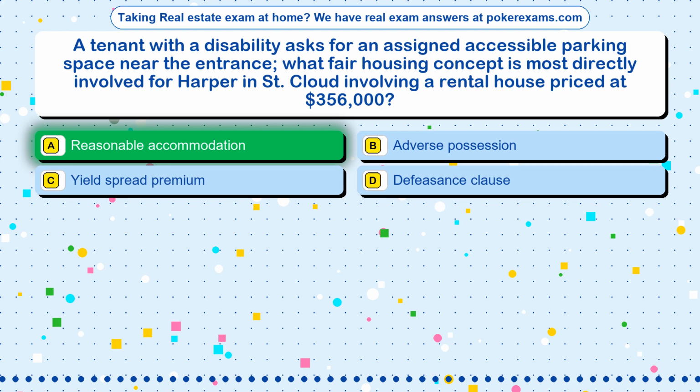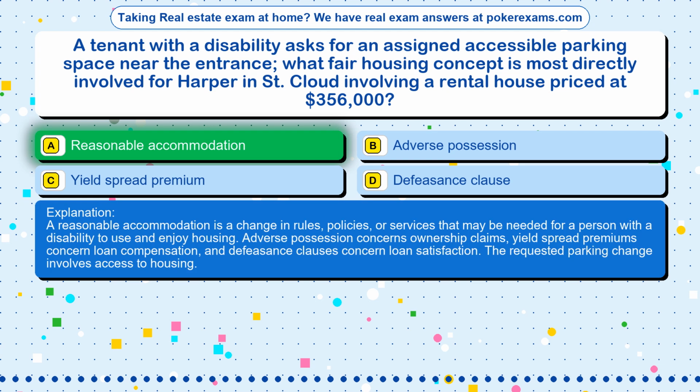The correct answer is option A. Reasonable accommodation. A reasonable accommodation is a change in rules, policies, or services that may be needed for a person with a disability to use and enjoy housing. Adverse possession concerns ownership claims, yield spread premiums concern loan compensation, and defeasance clauses concern loan satisfaction. The requested parking change involves access to housing.